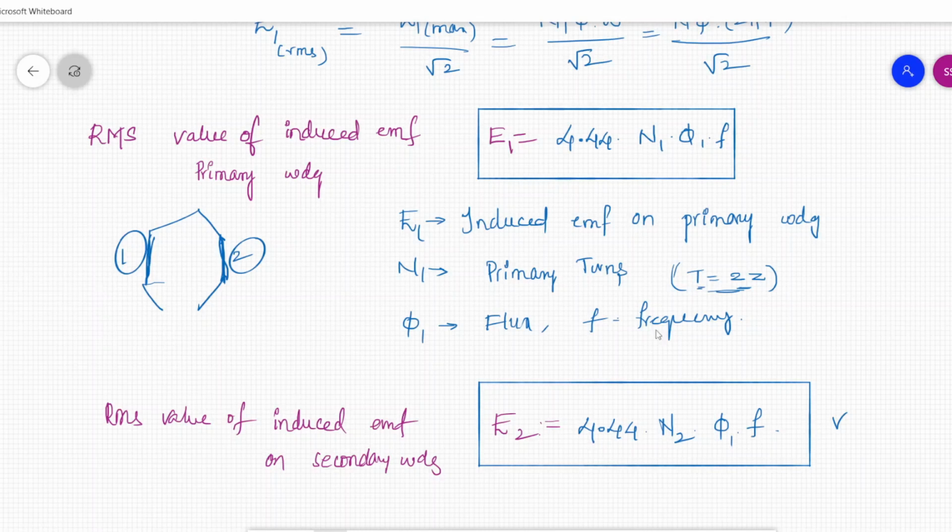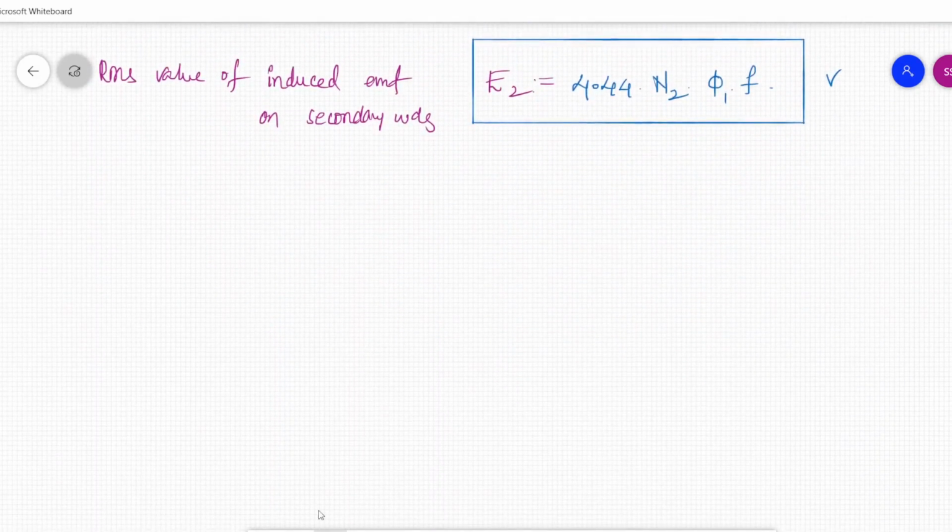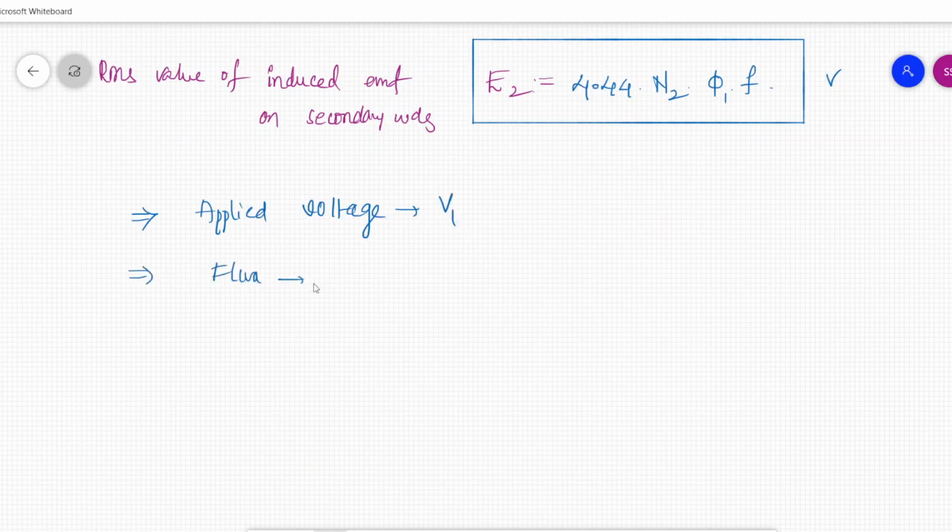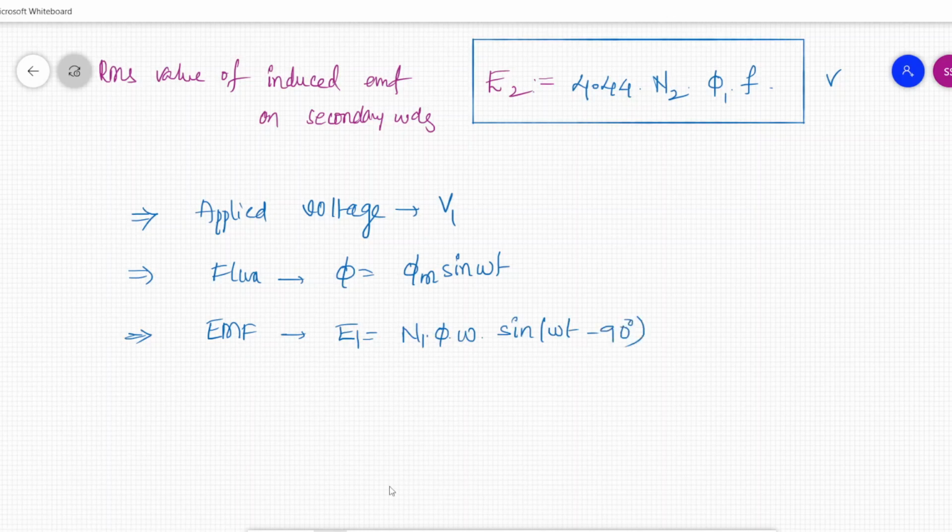Okay, now let us come back here. So we have applied a voltage of V1, right? And there is a flux due to this V1, that is phi, which equals phi m sine omega t. And here there is an induced EMF in the primary winding, that is E1 equal to N1 phi omega sine of omega t minus 90. So this is what happened so far.